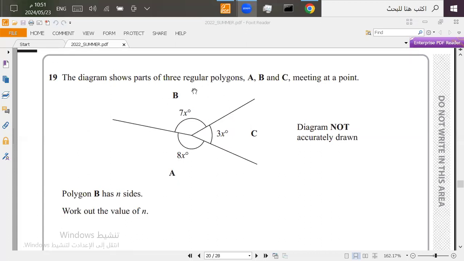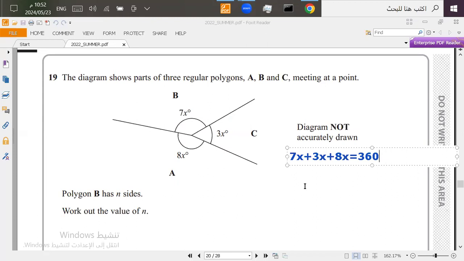Now, because it's regular, it means we can use the methods of 360 divided by the number of exterior angles and the n minus 2 times 180. Now, first, we're going to find the angles. This is the interior angle of the regular polygon. So first, we have to find the interior angle. This is x. And because this is x, all of these together add up to 360. So first, I'm going to add all of these. So 7x plus 3x plus 8x equals 360.